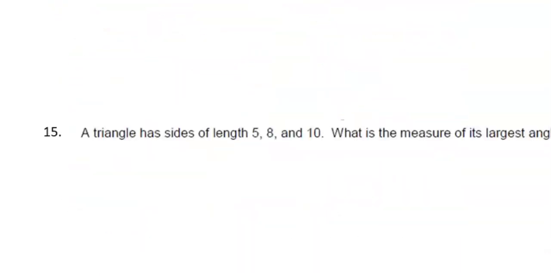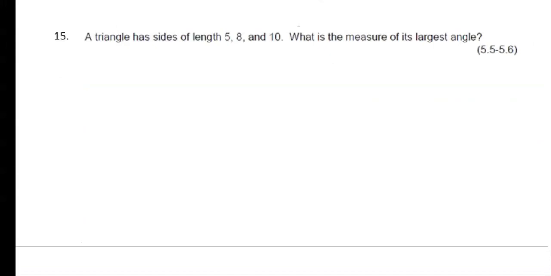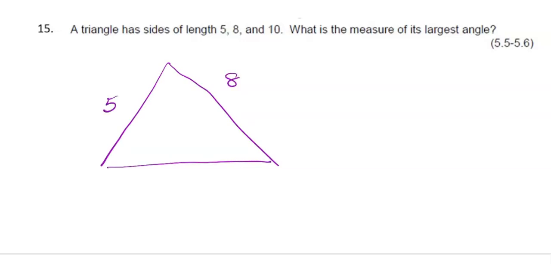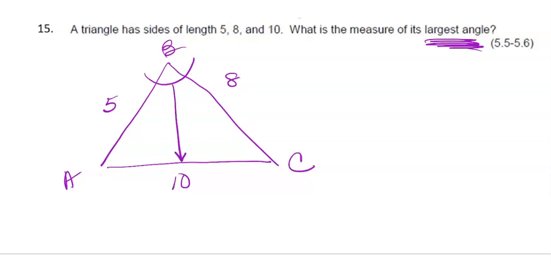Let's go on to 15. A triangle has sides of 5, 8, and 10. Let me just draw my triangle. If this is 5, and this is 8, and this is 10, and I just made this ABC, what's the measure of its largest angle? Well, the largest angle is across from the largest side, so it has to be angle B. You don't have to find all the angles and then figure out which one's largest. The largest angle is always across from the largest side.